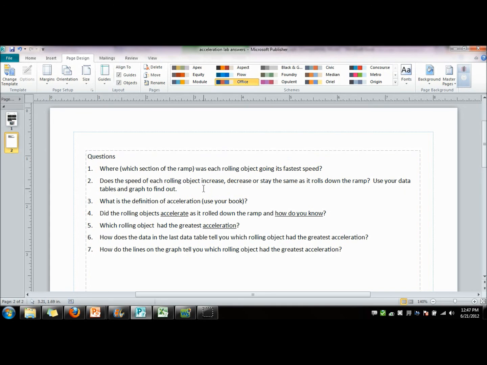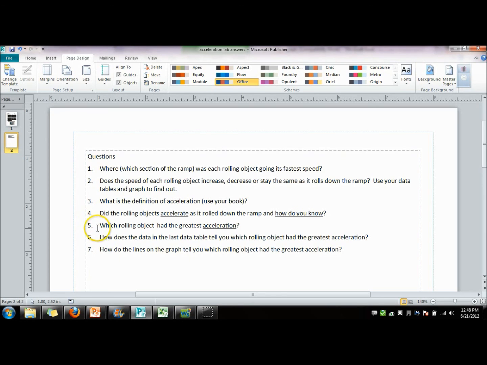Number 2, does the speed of each rolling object increase, decrease, or stay the same as it rolls down the ramp? Use your data table and your graph to find out. Does the line go uphill? Does the line go downhill? Number 3, using your book, what is the definition of acceleration? Number 4, did the rolling objects accelerate as they rolled down the ramp? And how do you know? Use that definition to tell me how you know whether the objects accelerated going down or did not accelerate.